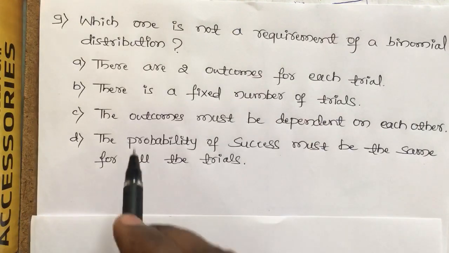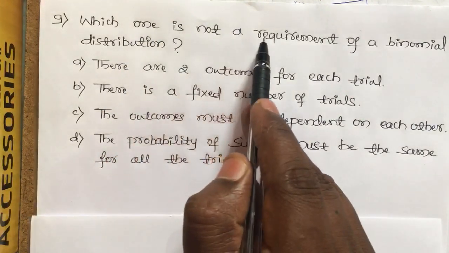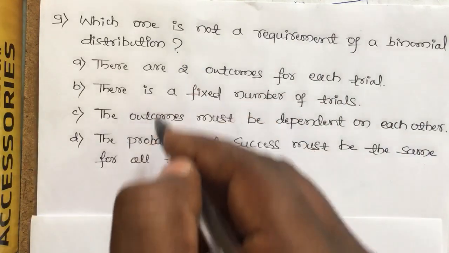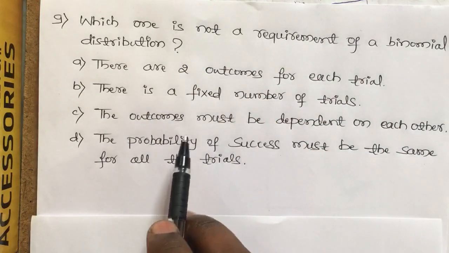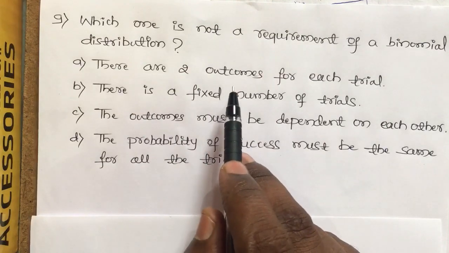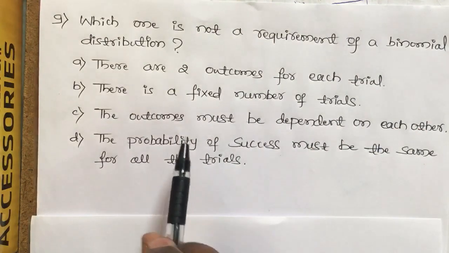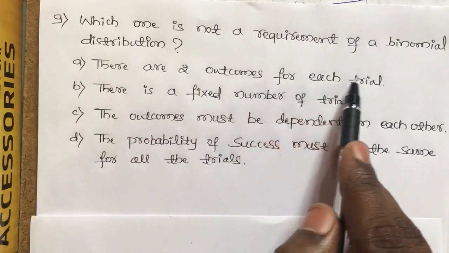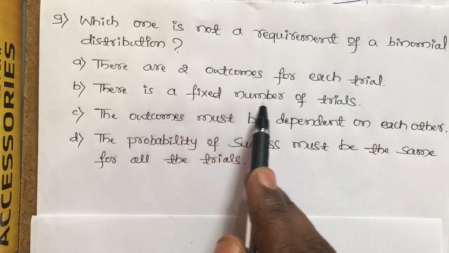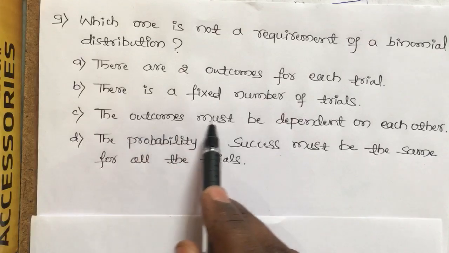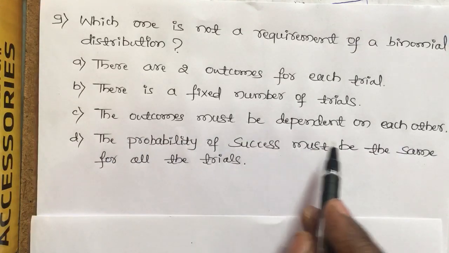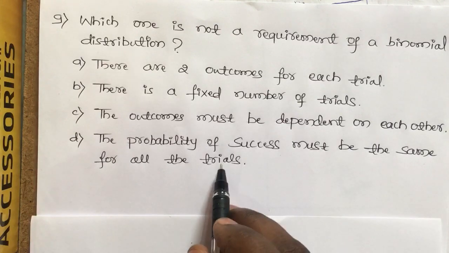The given question is, which one is not a requirement of a binomial distribution? He has given four options and we have to check which is not a requirement. The first option: there are two outcomes for each trial. There is a fixed number of trials. The outcomes must be dependent on each other. The probability of success must be the same for all the trials.